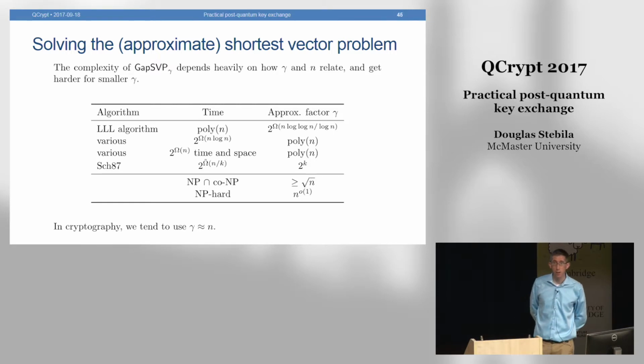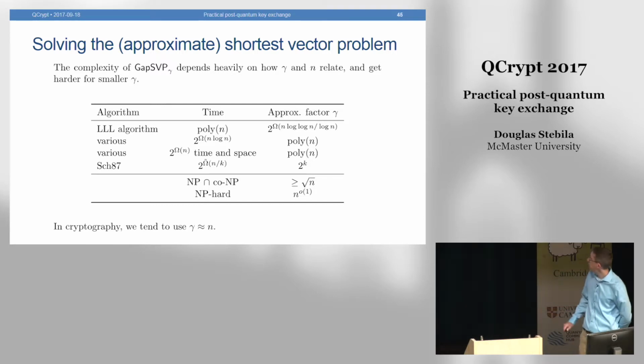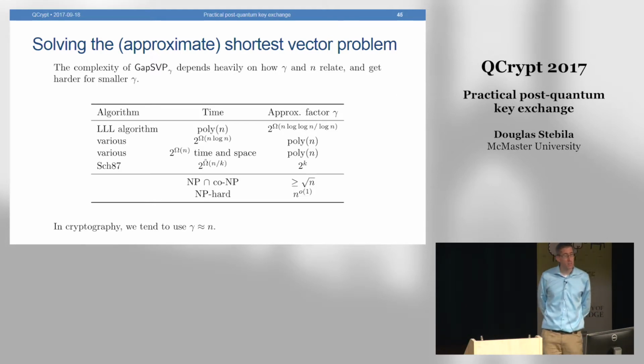So there are several different algorithms for solving the shortest vector problem that have been studied in the literature for a while now, and I've listed a few of them here. The LLL algorithm, which you've probably heard of, runs in polynomial time, but it doesn't find very short vectors. The approximation factor of the vectors it finds is exponential in n, or nearly exponential in n. There are other algorithms that can find short vectors with a polynomial approximation factor, but those take exponential time or exponential space. And then there is an interpolation between those where we can have a sub-exponential approximation factor with a corresponding sub-exponential runtime.